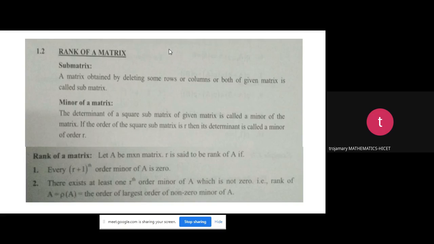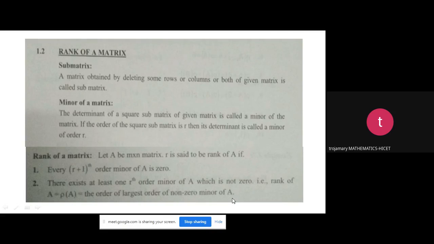Similarly, minor of a matrix, you know that the determinant of a square submatrix of the given matrix is called a minor of the matrix. So if the order of the square submatrix is r, then its determinant is called a minor of order r. Rank of a matrix: let A be an m by n matrix. r is said to be the rank of A if every (r plus 1)th order minor of A is 0, and there exists at least one rth order minor of A which is not 0. Then rank of A equals rho of A, mentioned by the symbol rho of A. That is the largest order of a non-zero minor of A. Do you understand the definition part? Rank of A equals the largest order of a non-zero minor of A.